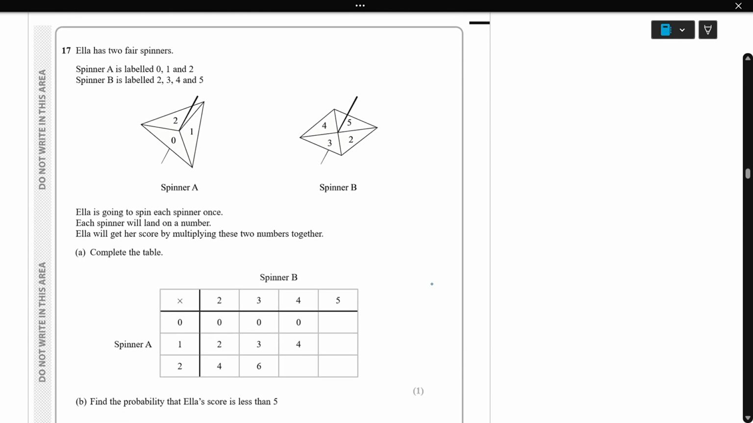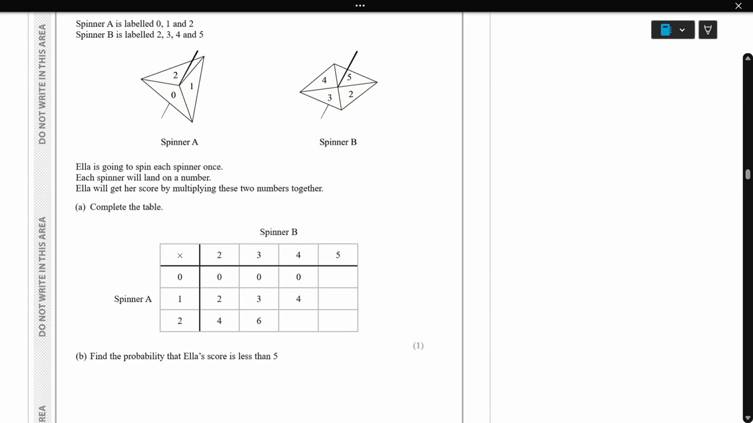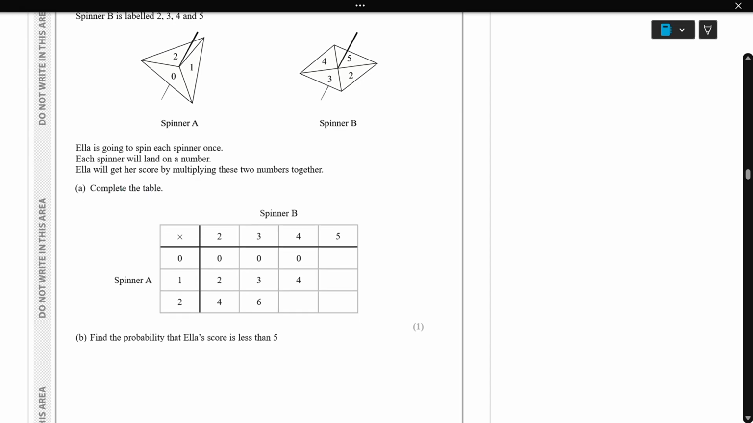Next, question number 17. Ella has 2 fair spinners. The first spinner is labeled 1, 2, 0. The second one is 2, 3, 4, 5. Ella is going to spin each spinner once. Ella will get a score by multiplying the two numbers together. So here the first one is 0, so 0 times 5 is 0. Next, 1 times 4 is 4, 1 times 5 is 5. Next, 2 times 2 is 4, 2 times 3 is 6, 2 times 4 is 8, 2 times 5 is 10.